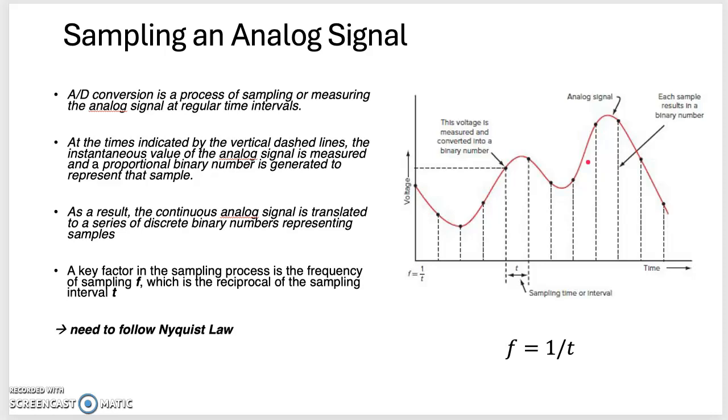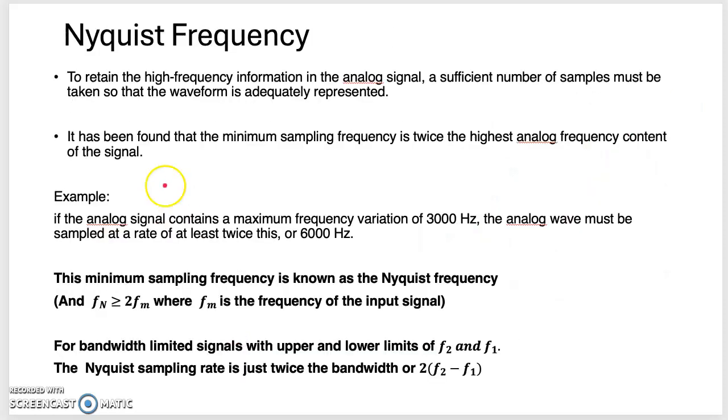So for sampling to be efficient and retain all the information from the analog, we need to follow the Nyquist law. And the Nyquist frequency, Fn, needs to be greater than or equal to at least 2 FM, where FM is the frequency of the input signal. And then we have another condition for bandwidth limited signals with upper and lower limits of F2 and F1. The Nyquist sampling rate is just twice the bandwidth, or 2 times (F2 minus F1). So this is the first condition, and this is the second condition.